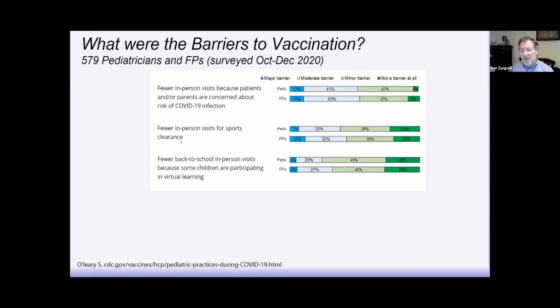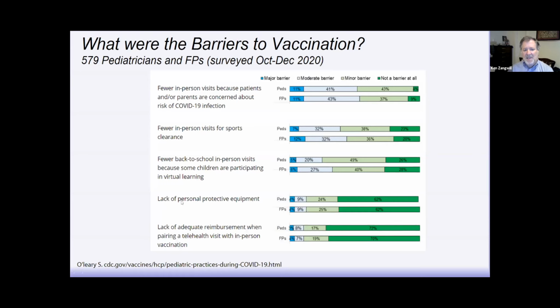Fewer in-person visits for sports clearance, of course, was a big deal as well. And it's about a third that called it a moderate or major barrier. And overtly, fewer back to school in-person visits because some children are participating in virtual learning, i.e. they just couldn't come in during your business hours because they were too busy on the computer learning something. That was, in about a quarter of folks, a major or moderate barrier. So I think there's a lot of value in trying to understand what the barriers are if we're going to address them moving forward. And lastly, lack of PPE in the office.